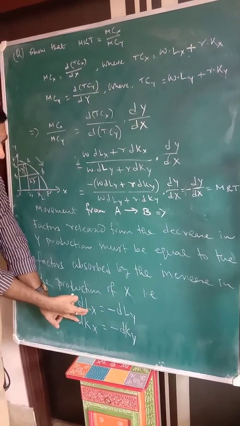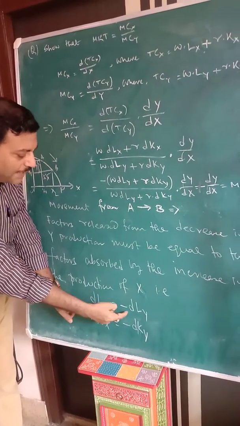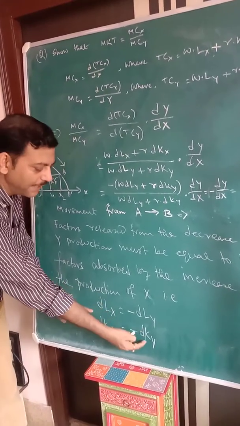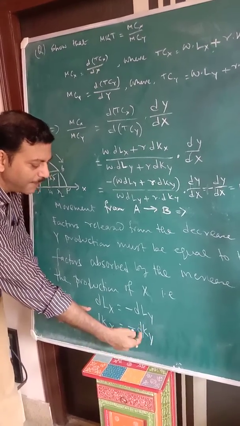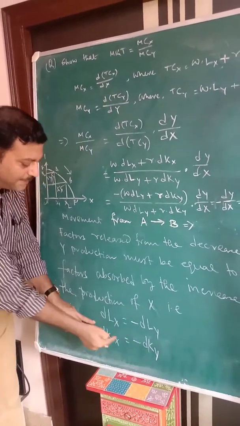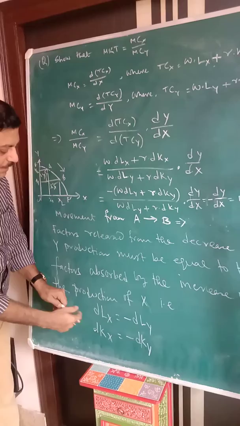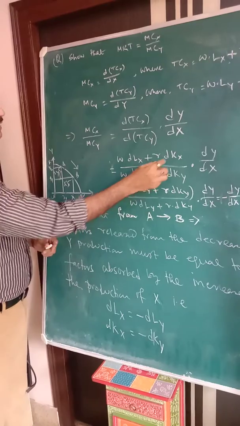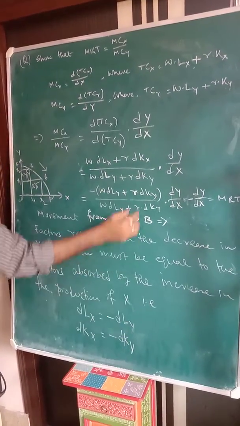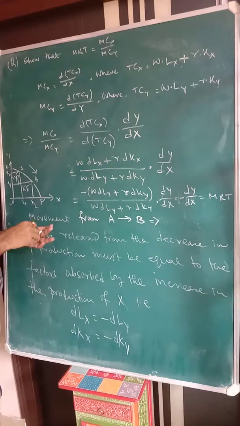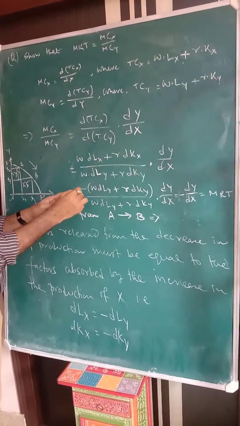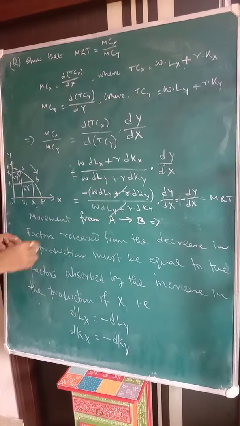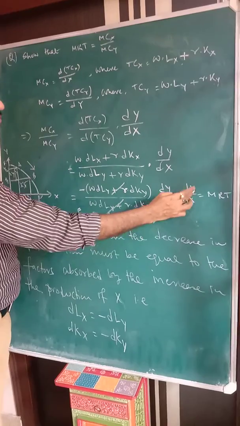What is dLX? dLX, the change in labor input, is equal to minus dLY. Why is it minus? Because it is released and that is absorbed by the X industry. Similarly for capital, minus dKY is the amount of capital that is released from the Y industry and that is absorbed by the X industry. So in place of dLX, I put minus dLY. In place of dKX, I put minus dKY. And then I take minus as the common factor. Then what is within the bracket cancels out. So it becomes minus dY by dX.